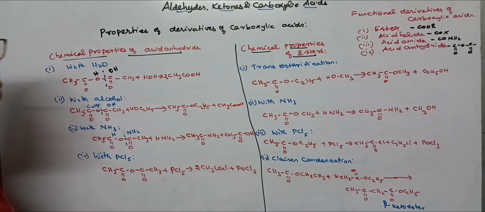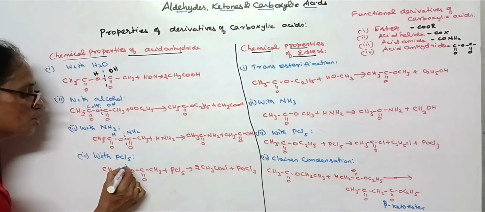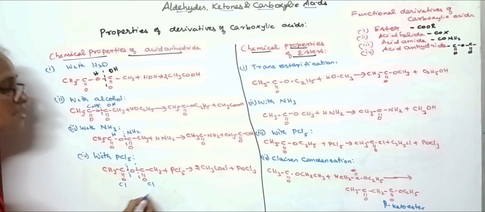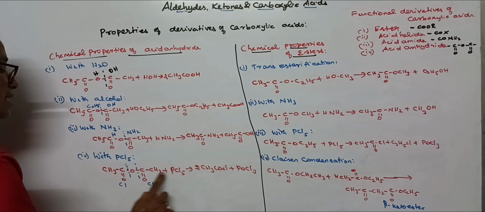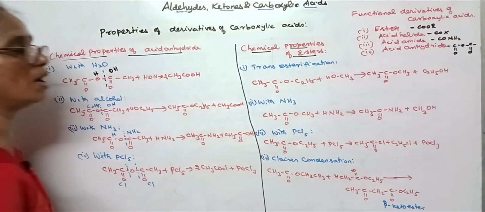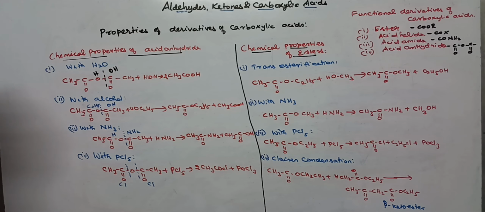Amide and carboxylic acids are formed. With PCl5, this PCl5 has 5 halogen atoms, so the bond gets broken like this. Both of the acyl parts take away the halogen atoms of PCl5, and the PCl3 with the oxygen forms POCl3. So we are getting 2 molecules of ethanoyl chloride with phosphorus oxychloride. That's all the chemical properties of acid anhydride.